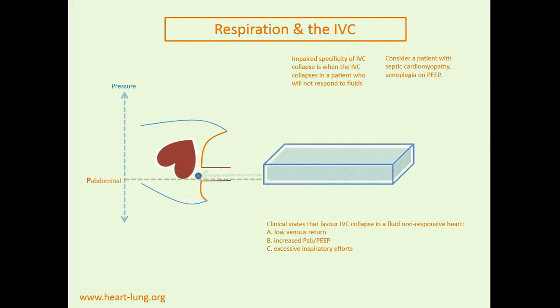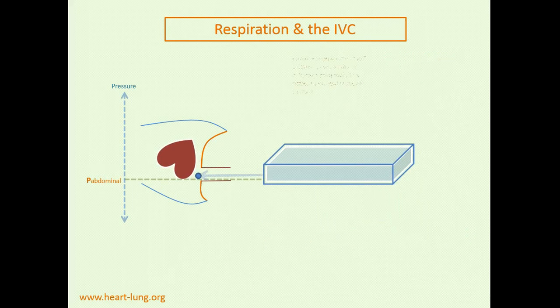So let's go back to our baseline right atrial pressure, and now let's consider the converse, an impaired sensitivity of the IVC. So this is when the IVC collapses minimally or does not collapse in a patient who will respond to fluid. So you look at the IVC, it looks relatively dilated or engorged, and you think, oh, I'm going to stop. But in actuality, that patient would respond to a subsequent fluid challenge. So it's somewhat the converse of the previous one.